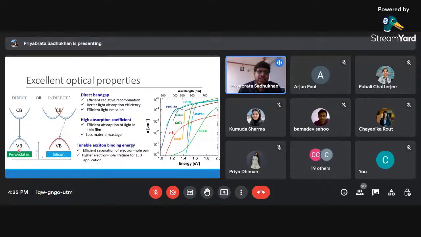But luckily, perovskites are direct bandgap materials, so they are perfect for everything: solar cells, LEDs, projectors, everything. They are perfect because the electrons return to the valence band and release their energy as light. And that's the primary working principle of an LED.